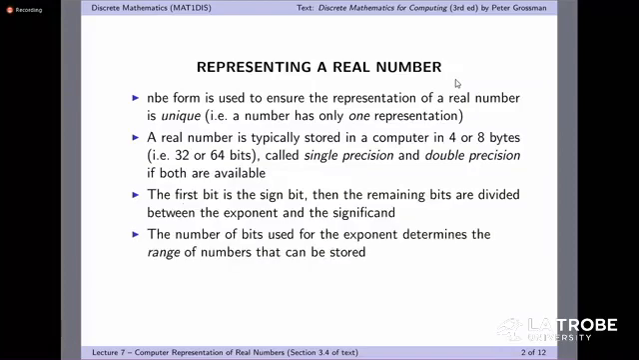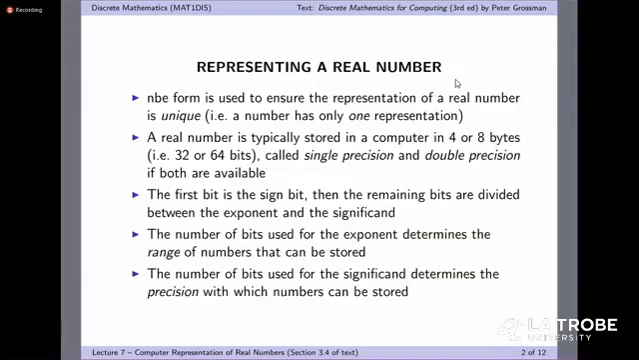Right. So the number of bits used for the exponent determines the number range that can be stored, and the number of bits used for the significand determines the precision with which numbers can be stored. So precision and range are basically what we are after.